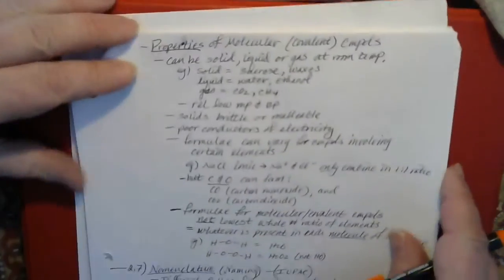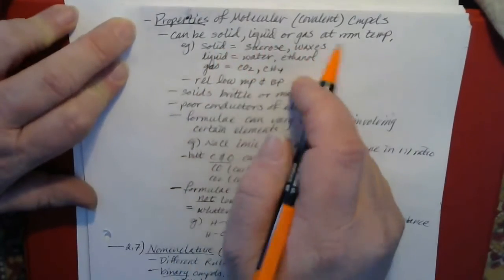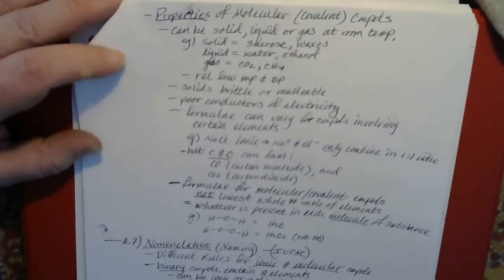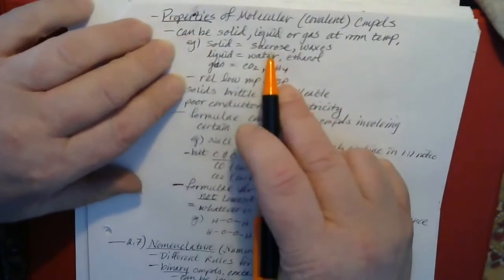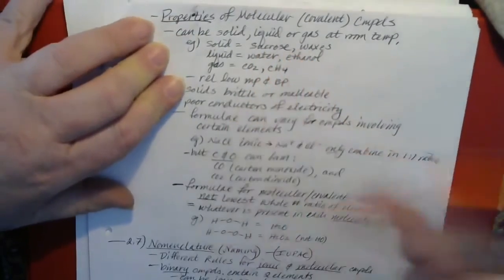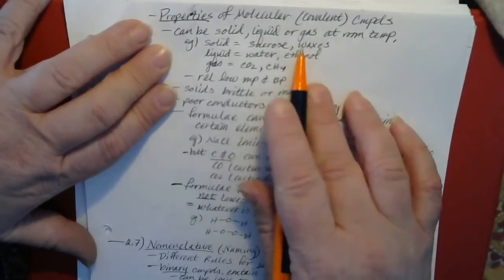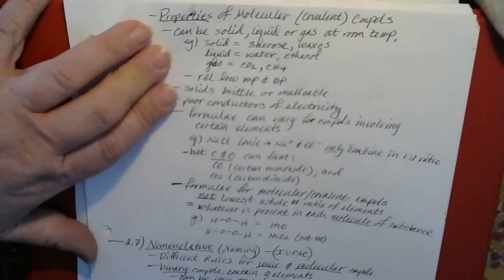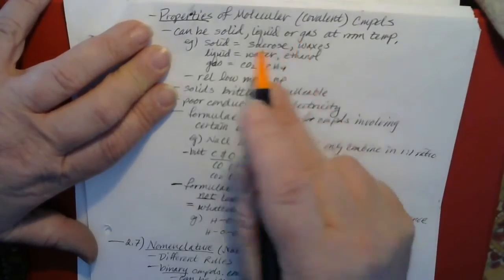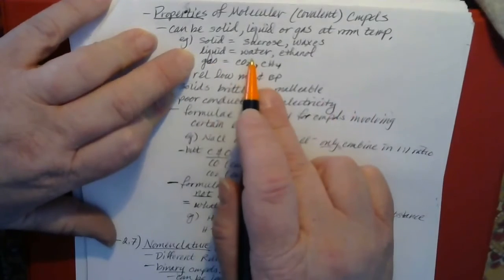Some properties of molecular or covalent compounds is that, for one thing, they can be solids, liquids, or gases at room temperature. Some examples of covalent type compounds that are solids at room temperature would be sugars, like sucrose, table sugar, or glucose, the sugar that's in your blood. When they're pure, those are solids at room temperature. Also waxes, whether it's like car wax or candle wax. Those are examples of covalently bonded compounds.